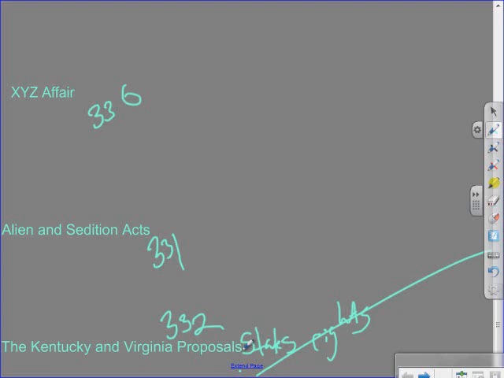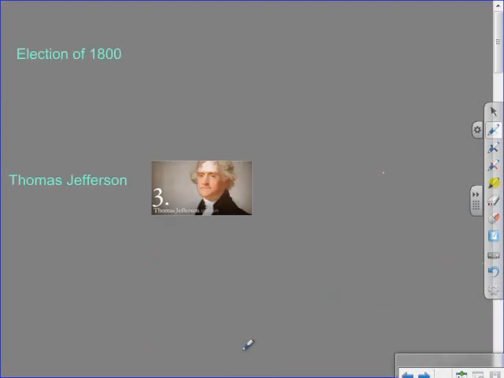It's not successful. These proposals are not successful, but it does go a little ways in promoting the idea of states' rights. It's not really a big deal because it doesn't go through and it doesn't get rid of the Alien and Sedition Acts, because in just a few years, Thomas Jefferson wins the presidency. He wins the presidency of 1800, which is the next thing on your study guide. This is on page 339.